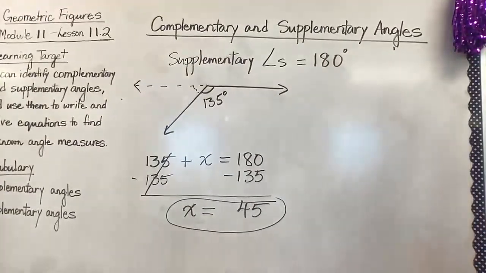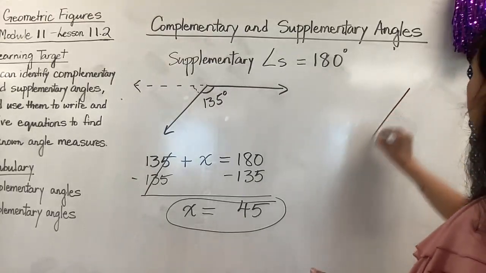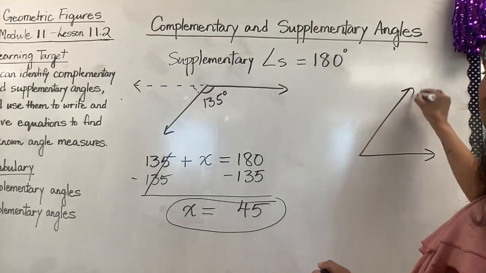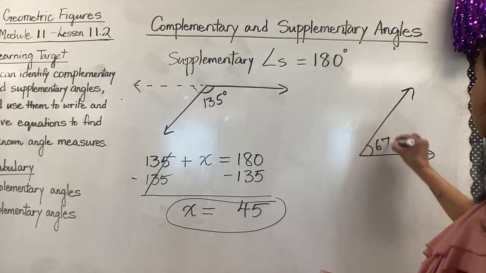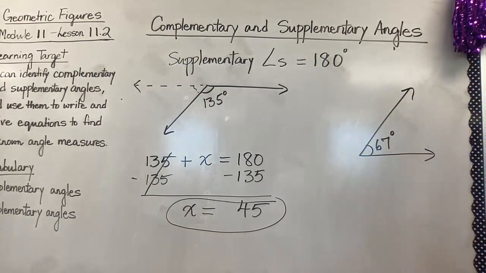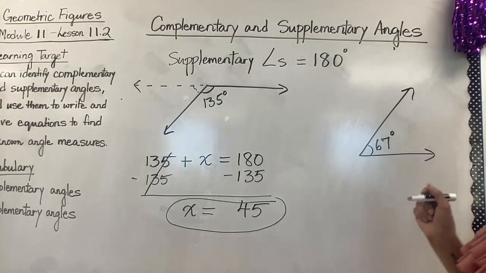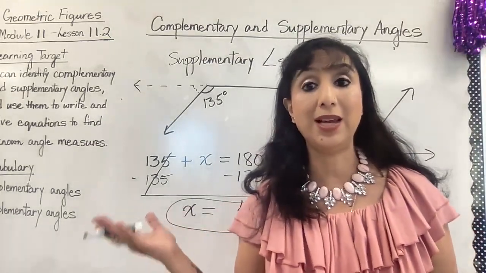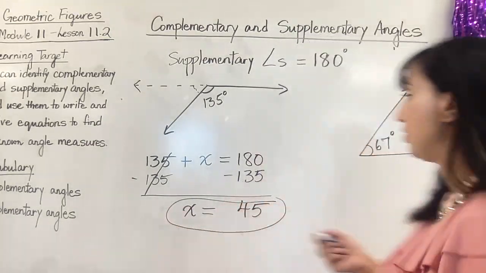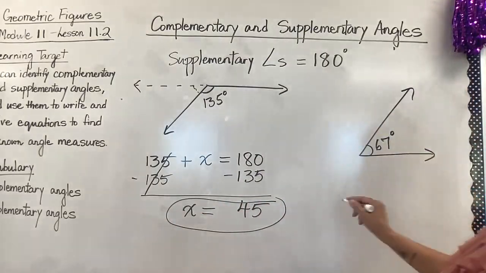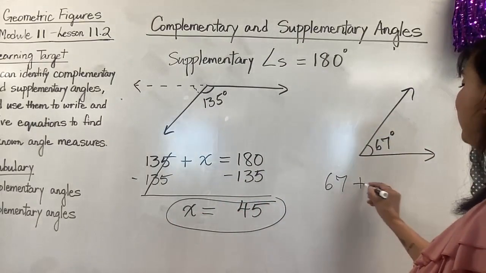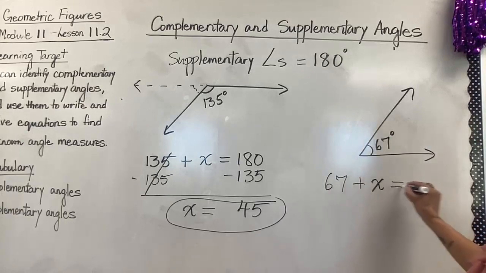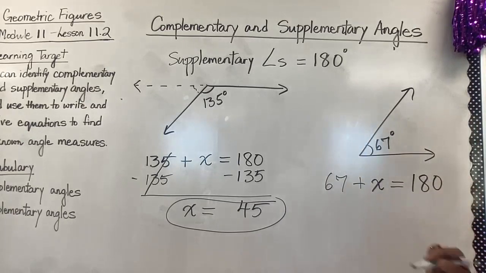Okay, and let's say I give you an angle like this, and I say this is 67 degrees. And so what is the angle measure of the angle that is supplementary to the given angle? So what we say, supplementary angles equal 180 degrees. So we can do 67 plus x should equal 180.